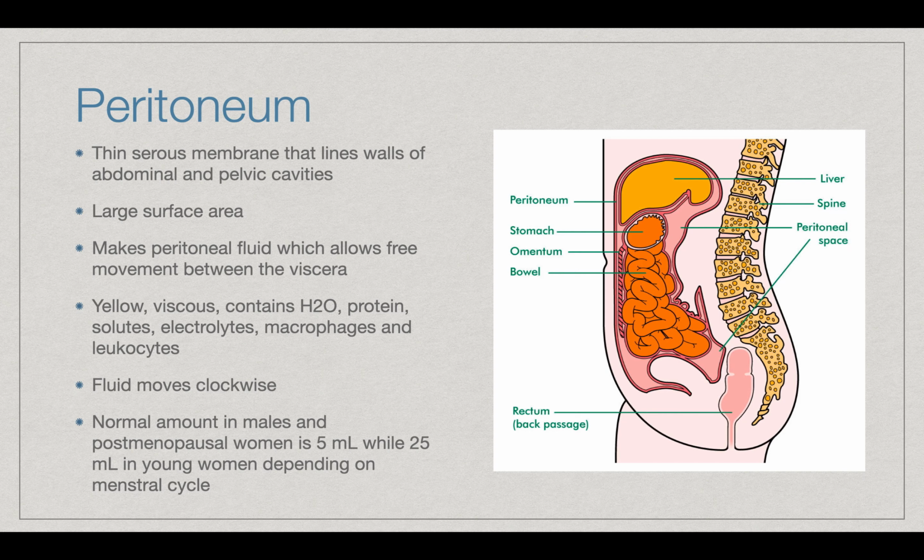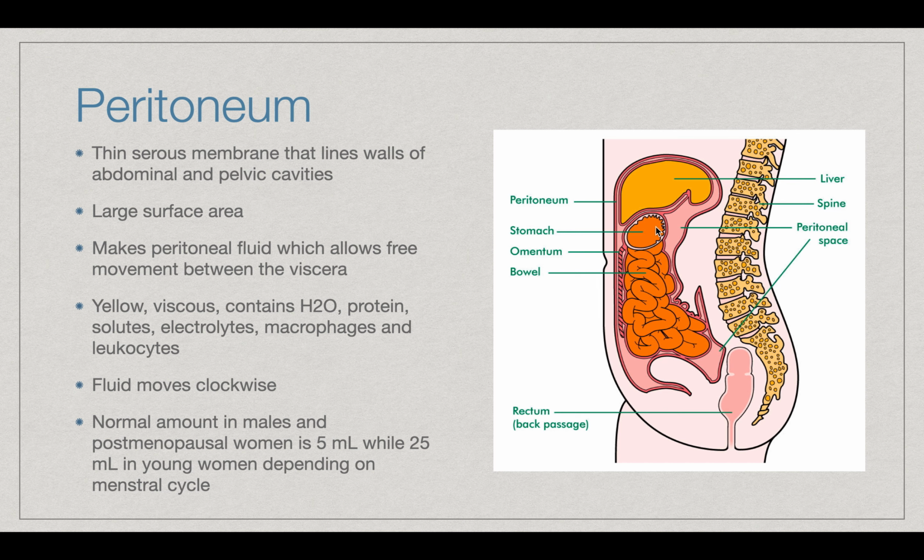Welcome back. Today we'll be going through the anatomy of the peritoneum. So the peritoneum is a thin serous membrane, and it basically encloses all of the internal organs, and it secretes the peritoneal fluid, which allows the free movement between the organs and the viscera, which is necessary because during digestion the stomach needs room to move in order to grind the food mechanically.